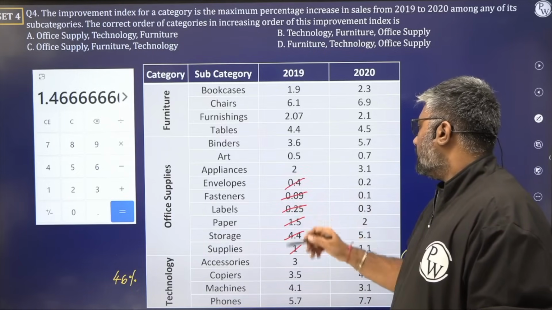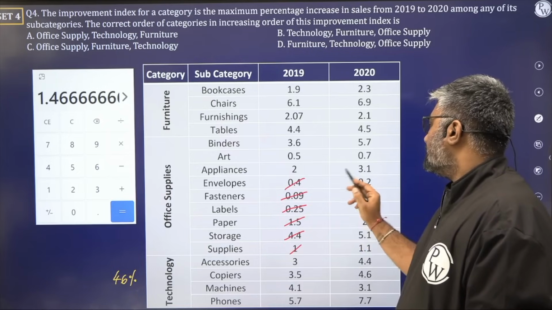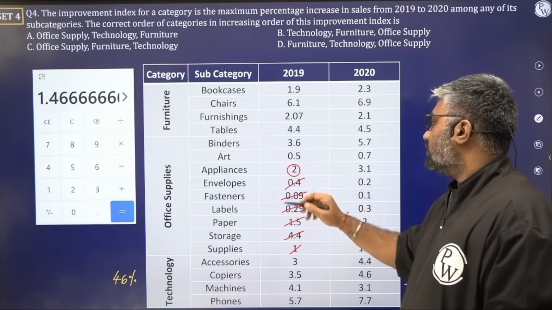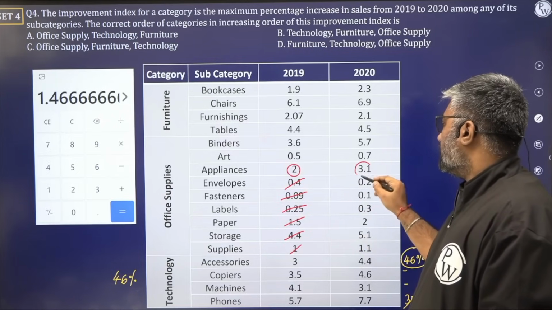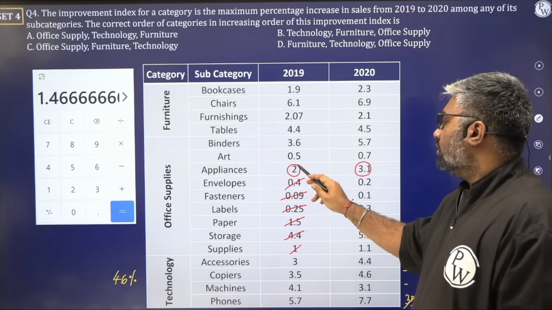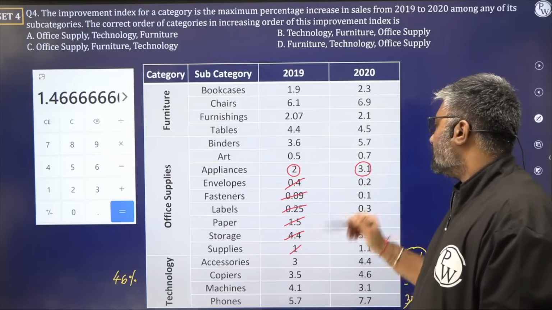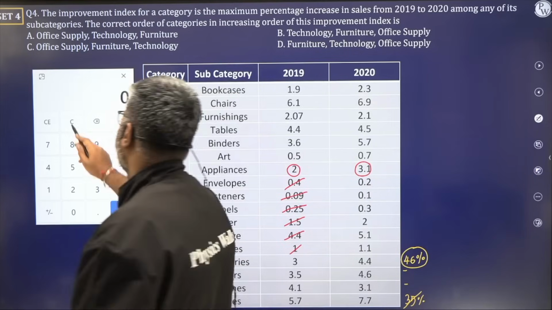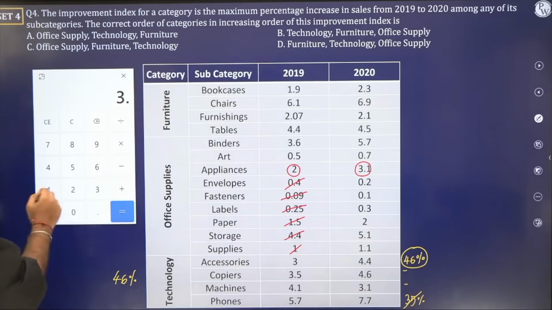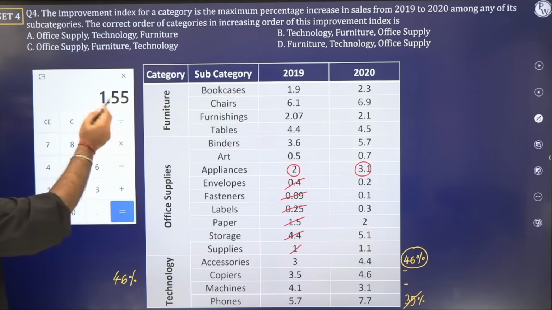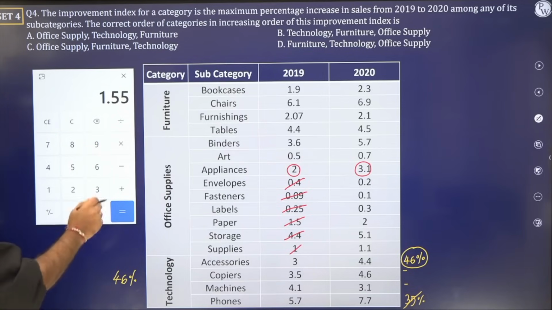Envelopes कम हो रहा है. Appliances 1 से ज़्यादा है, बॉस. This is what we want, है ना? ये चाहिए, ये 1 से ज़्यादा है. 2 का 50% is 1 से ज़्यादा 3.1. Perfect, है ना? 3.1 by 2 is how much?